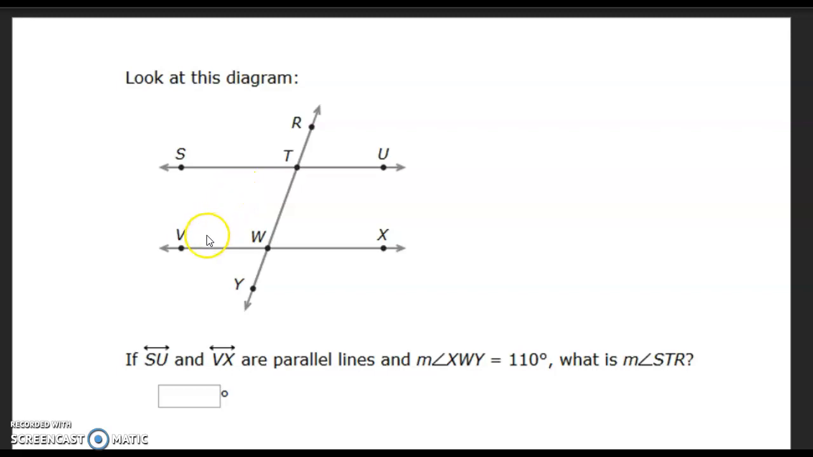So look at this diagram. It says if SU and VX are parallel, that means it is telling you that these two lines are parallel. And the measure of angle XWY, so it's talking about this angle right here, is 110 degrees. It is telling us that. What is STR? So now it wants to know. So STR is right here.